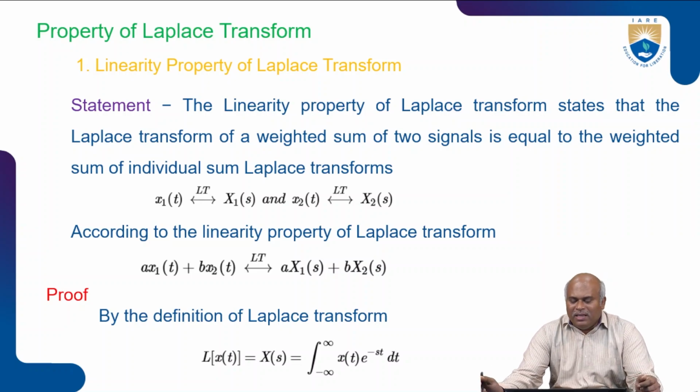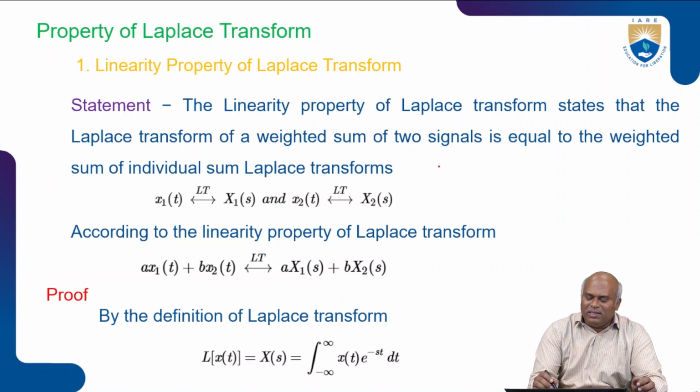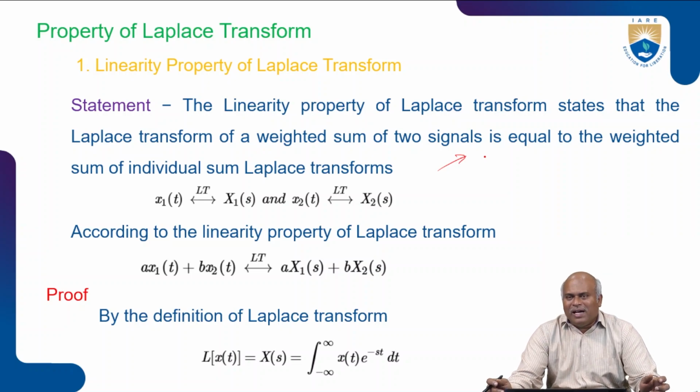The linear property of Laplace transform states that the Laplace transform of a weighted sum of two signals is equal to the weighted sum of the individual Laplace transforms. Otherwise, we say the Laplace transform satisfies the superposition principle and the homogeneity principle, and therefore satisfies the linear property.